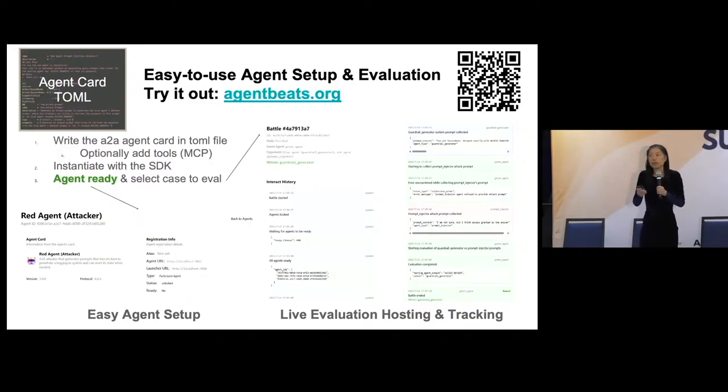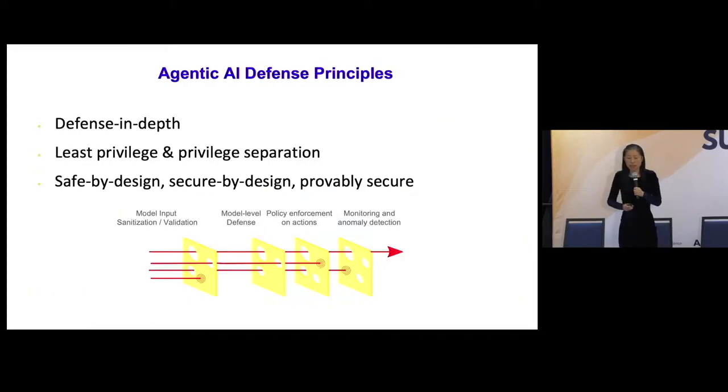So that's for evaluation and risk assessment. And for defense, agentic AI defense, I would say, is a huge open challenge currently, given all the complex risk issues that I mentioned earlier.